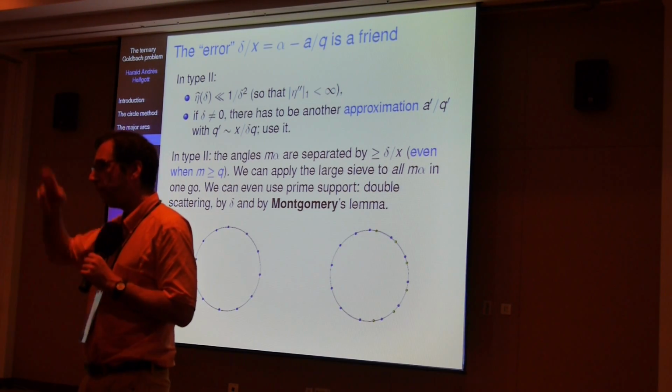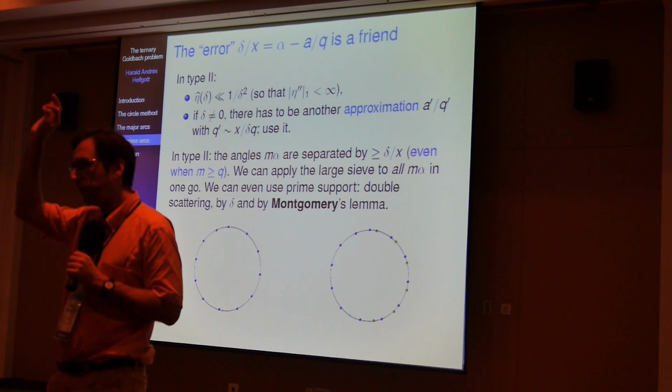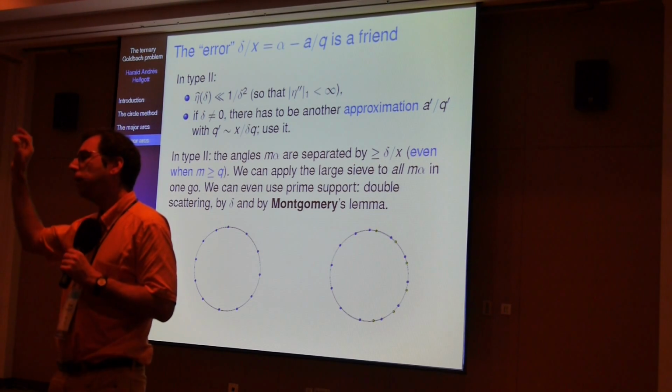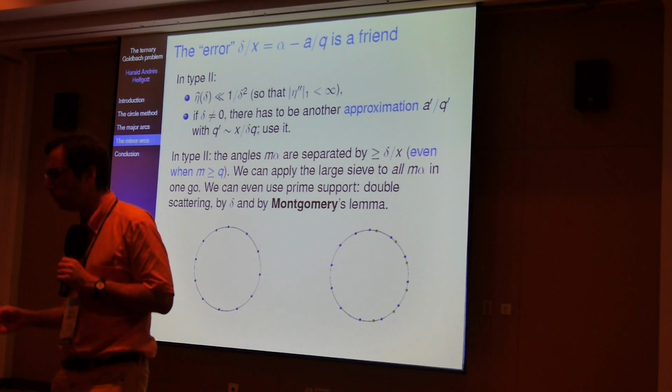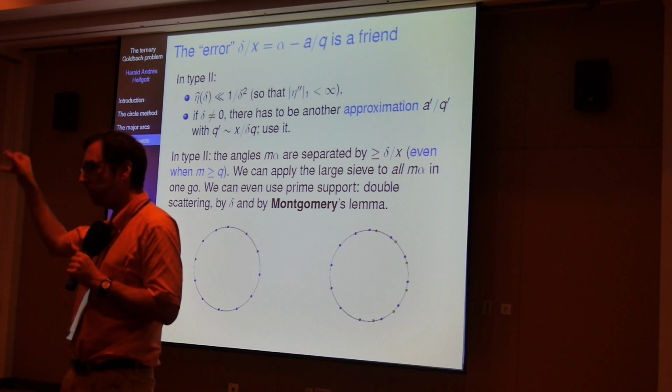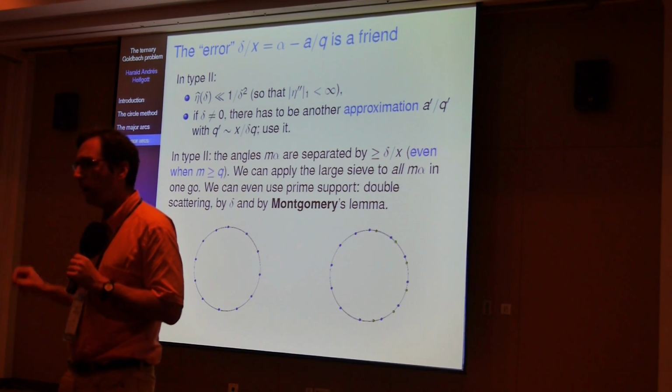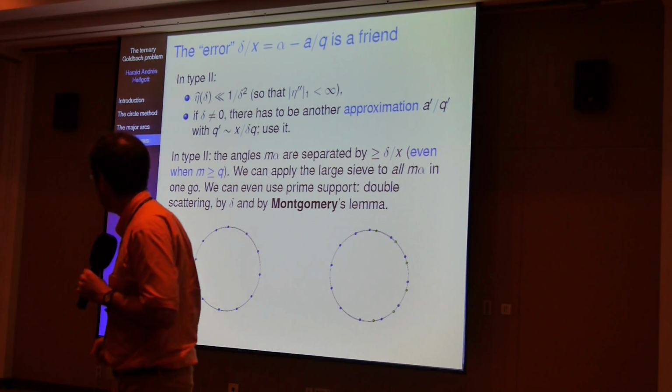But what happens if you don't have an integral, if you want to estimate the sum of the Fourier transform, its square rather, over certain angles? You have to know something about the distribution. Fortunately, you just need to know their separation. If they are separated by something, it's fine. The large sieve will tell you something.